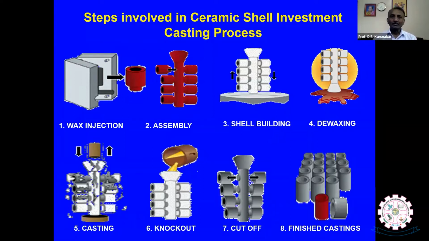Stucco is sprinkled, and again we dip it inside. Likewise, it is repeatedly dipped and taken out, and stucco is sprinkled, at least 7-8 times. This process is repeated. Now a thick ceramic shell is created around the pattern. This is the shell building stage.